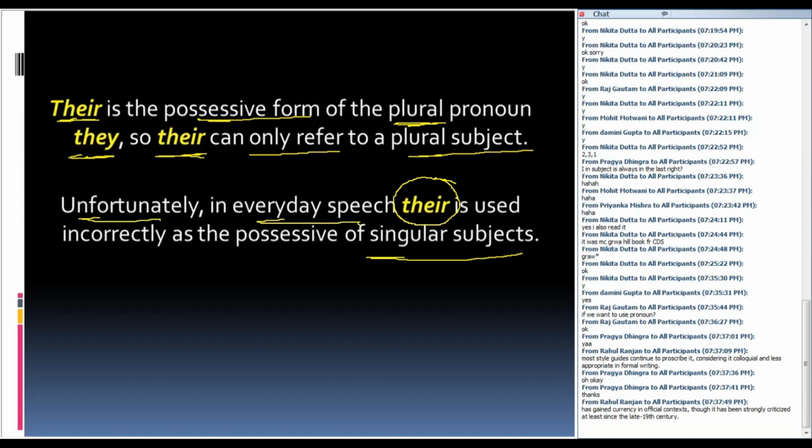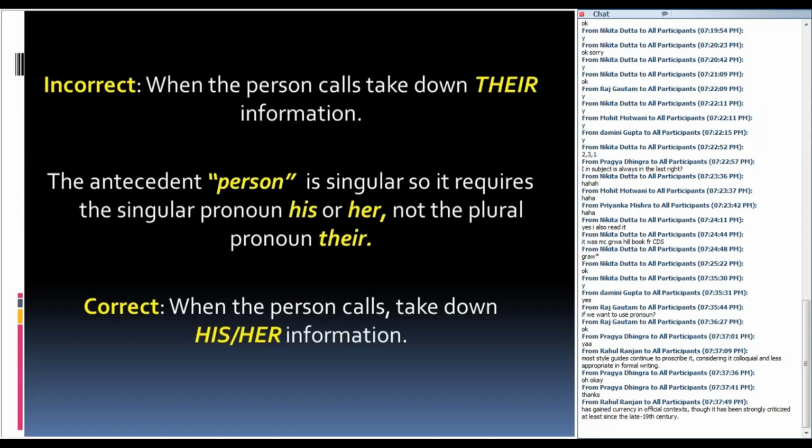I think Pragya, you also said this. Somebody should bring their books. Remember, the word their is plural always. So please do not use it with singular subjects. When you say when the person calls, take down their information, it's wrong because the person is singular. Their is plural. How will you correct it? When the person calls, take down his or her information.